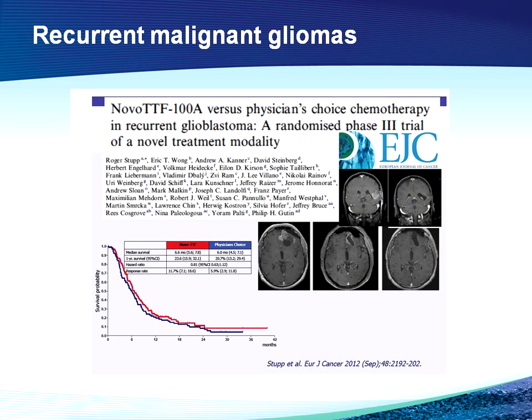So what basically happened then is people looked at, let's say you have a recurrent tumor. We don't really have good evidence for recurrent tumor.